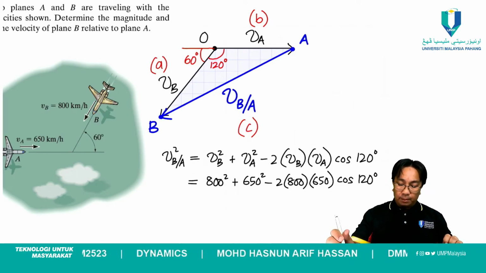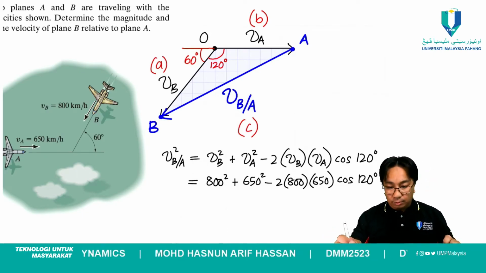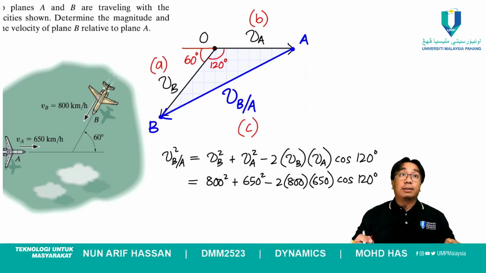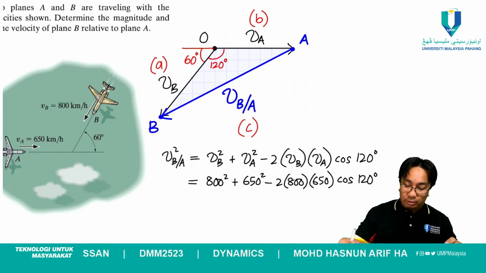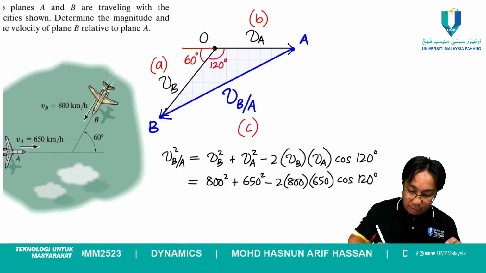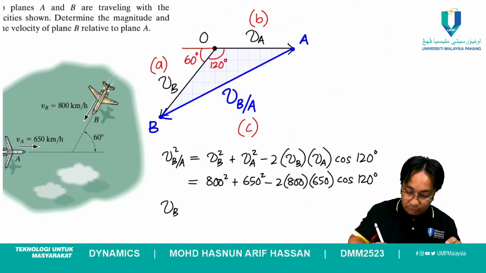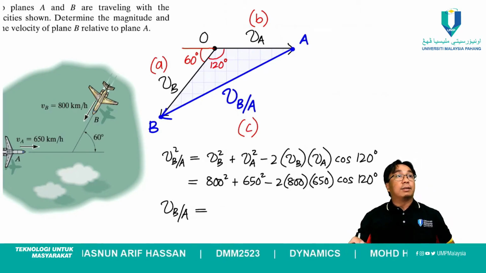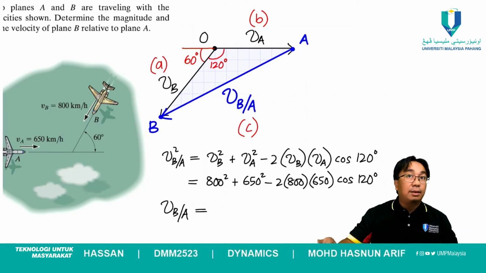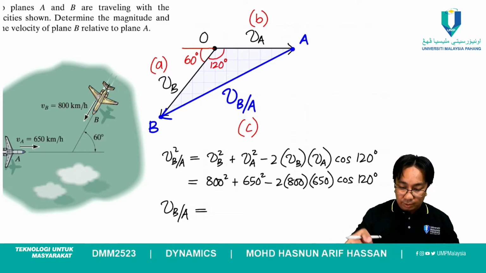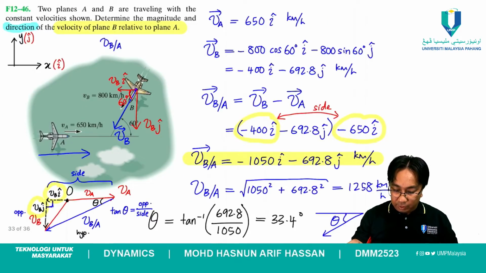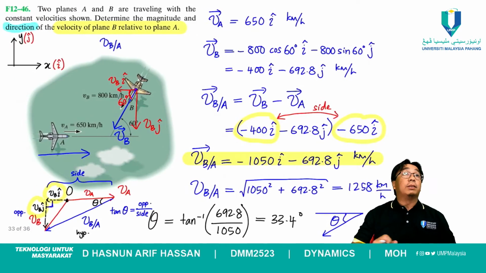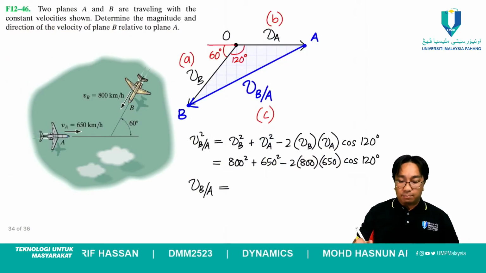If you use this method, you don't need to use vectors anymore. These are all scalar quantities and multiplication. Okay, so can you help me calculate this? I forgot my calculator, so I just want to verify whether we will get the same answer as what we had using the vector method just now. Previously we had VB/A as 1258 km per hour. So do you have the same answer for this one?